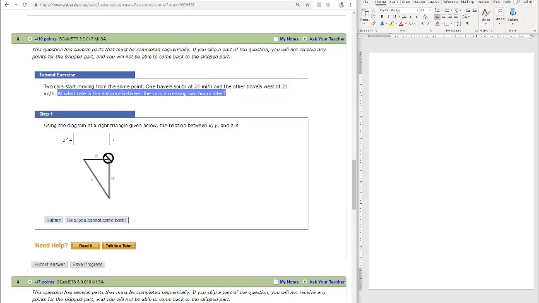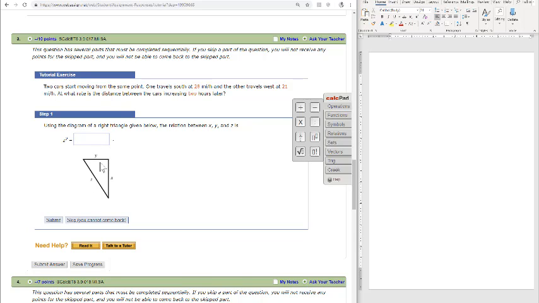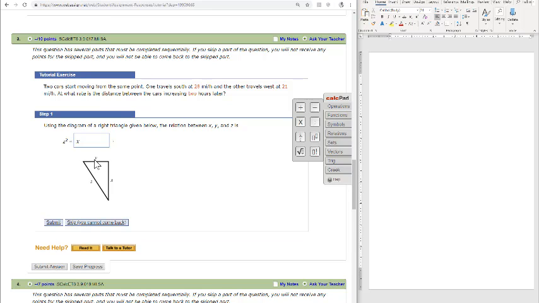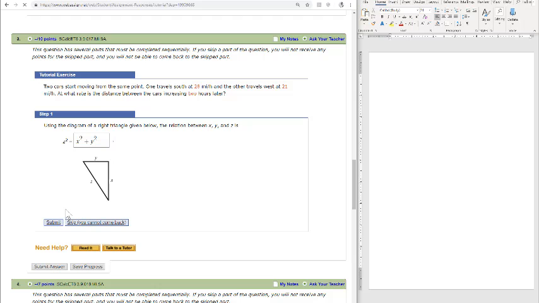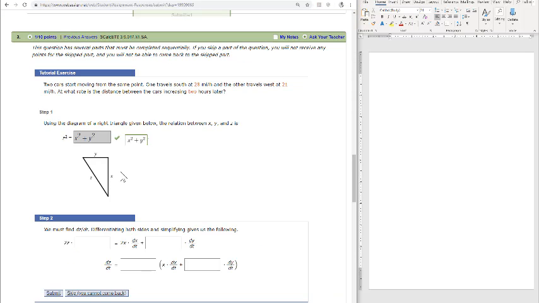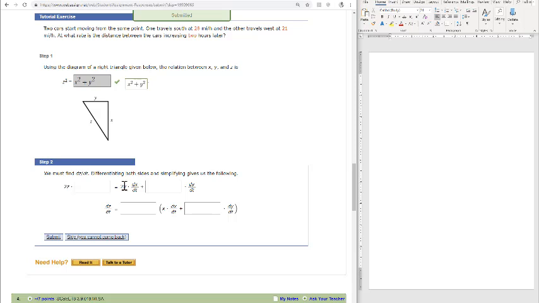So imagine that this is our starting point, and then the X car goes south 28 miles per hour, and then the Y car goes west at 21 miles per hour. It says use this diagram, and the distance between them is going to be z, and that's going to be changing. So it looks like we can use Pythagorean's theorem, where z squared is equal to x squared plus y squared. And this will get us going with our implicit differentiation to find related rates.